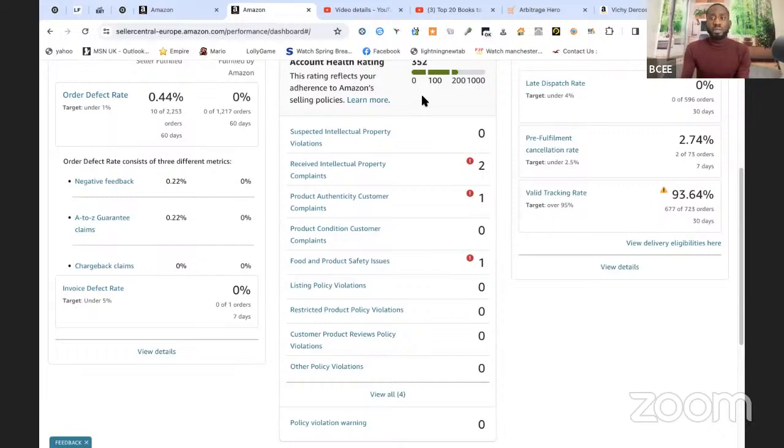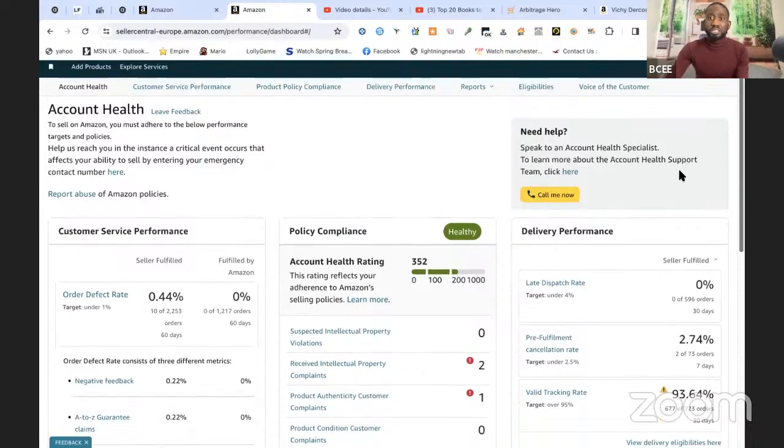You may request from them so that you can have your record. And this is very important.